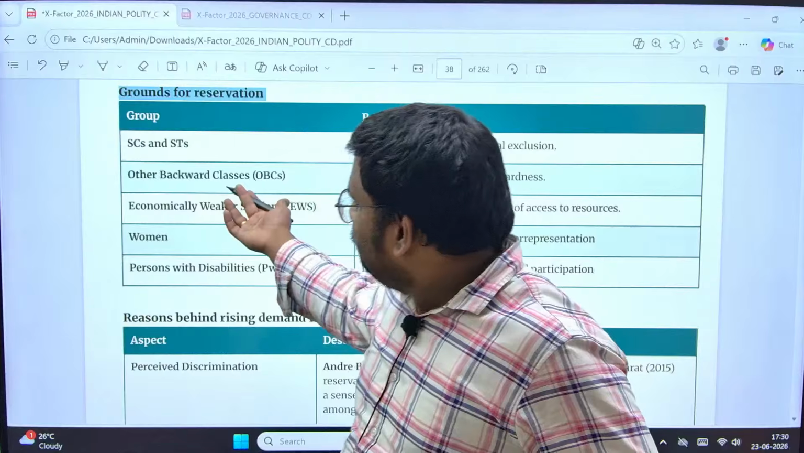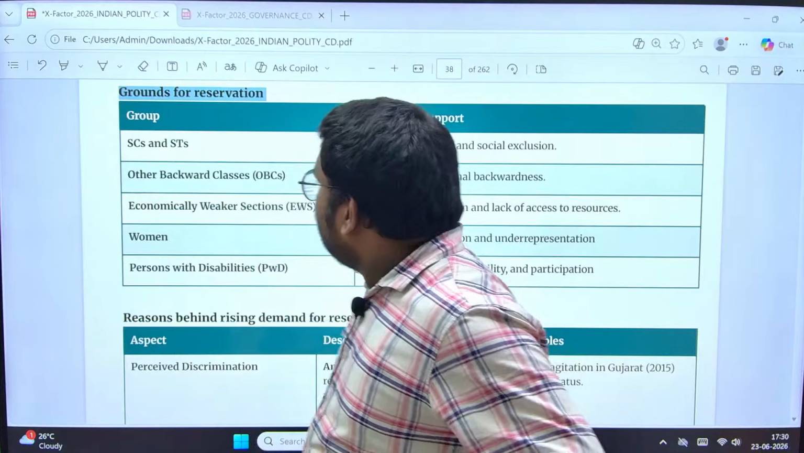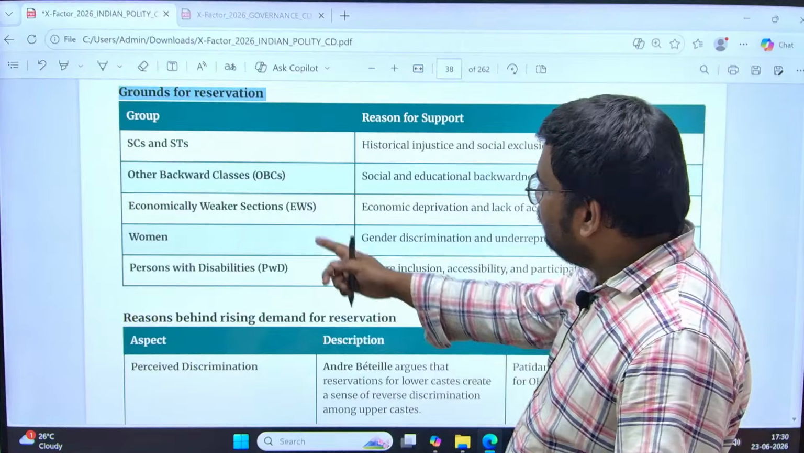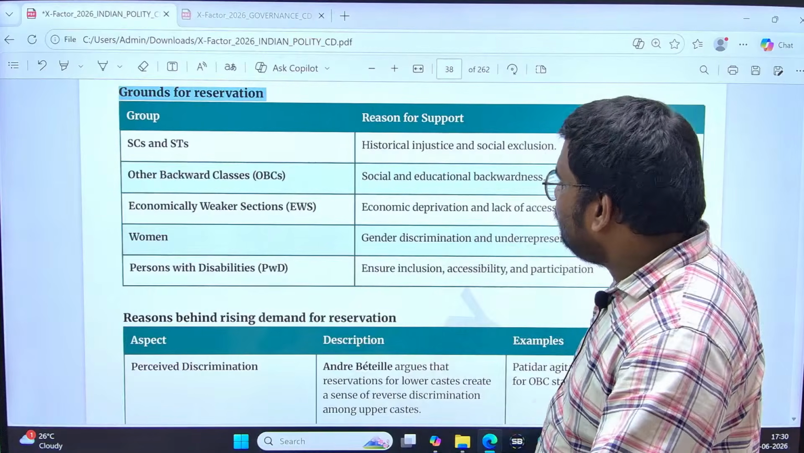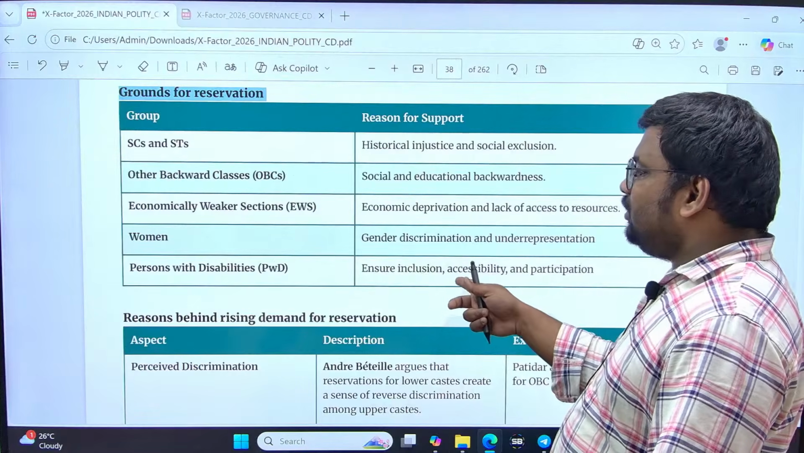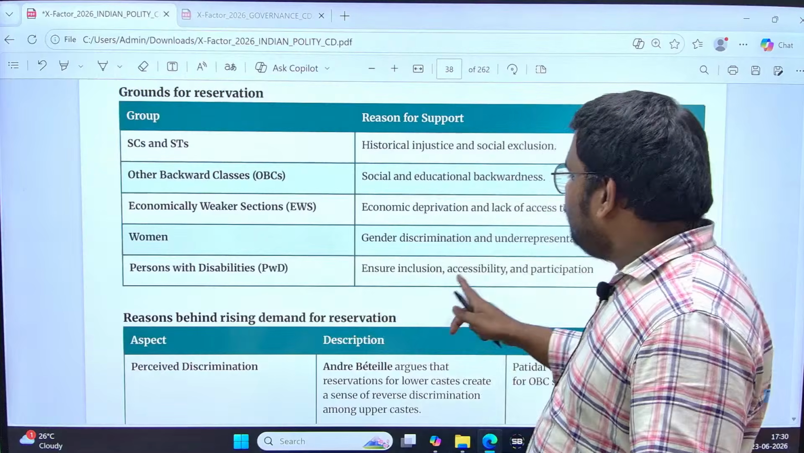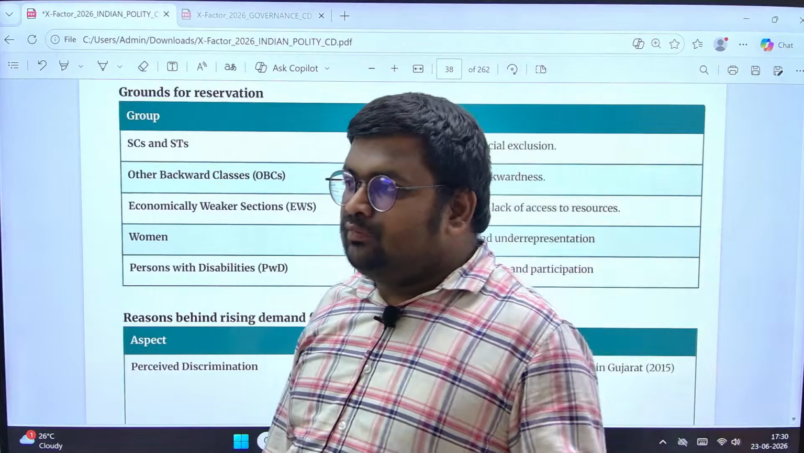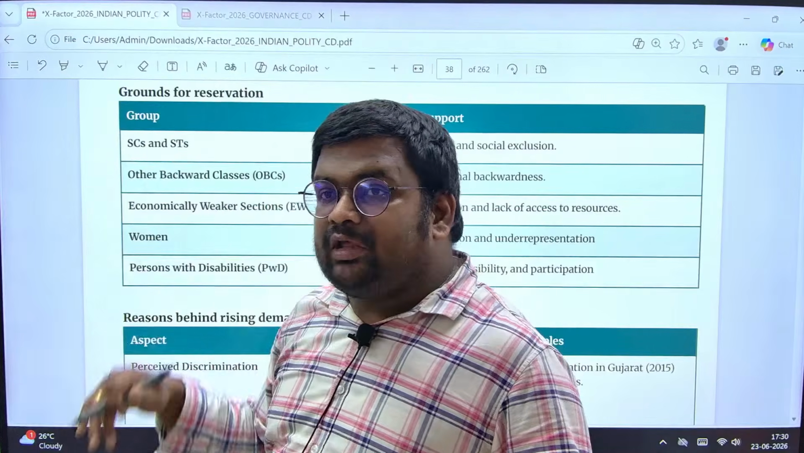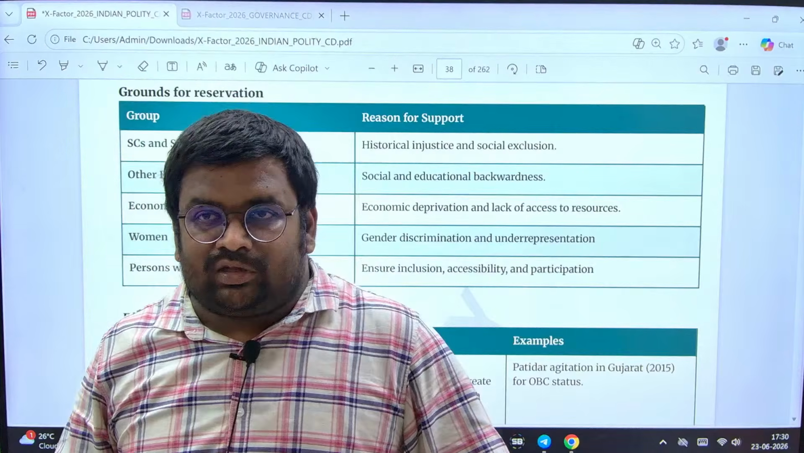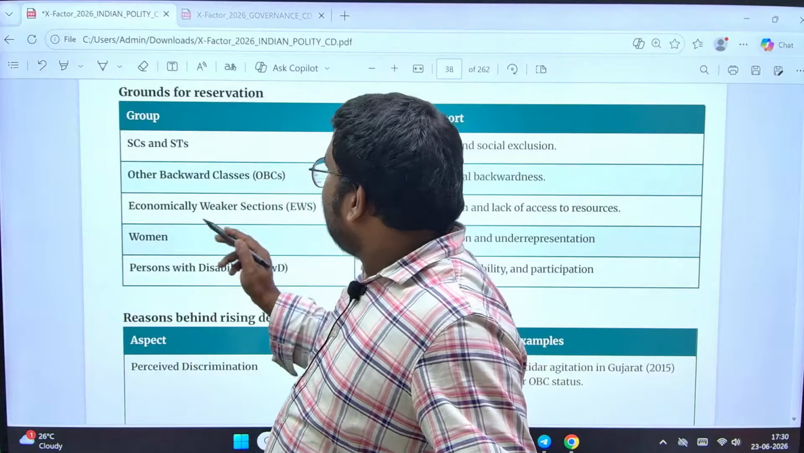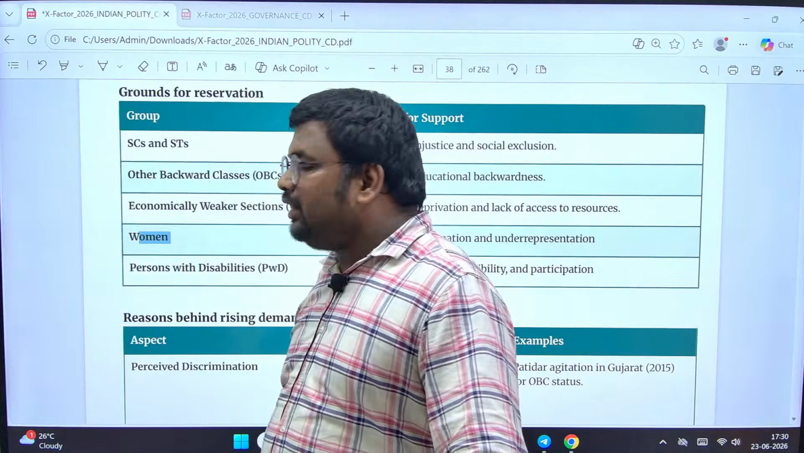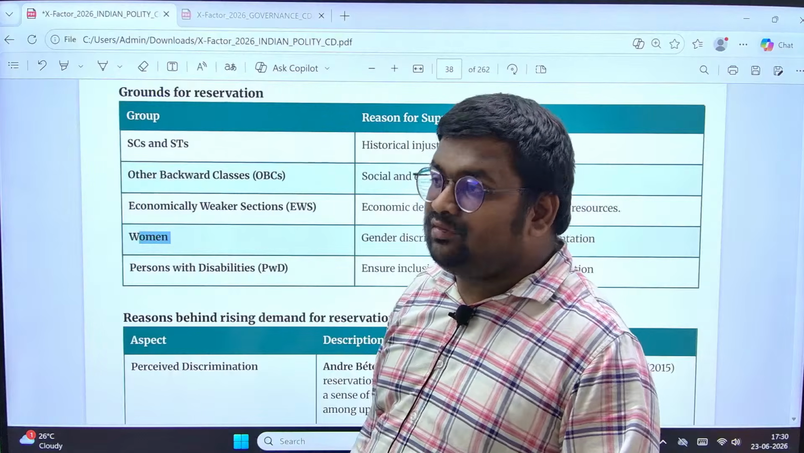Right, so this is going to be the again X factor. SC ST historical injustice, OBC social educational backwardness, EWS economic deprivation, women gender discrimination, person with disability ensuring inclusion, accessibility and participation. Right, तो reservation सिर्फ आपको पता होगा OBC SC ST. ठीक है, but apart from SC STs and OBC you have EWS, ये भी आपको पता होगा. But women reservation in PR है, this angle majority of you will miss.